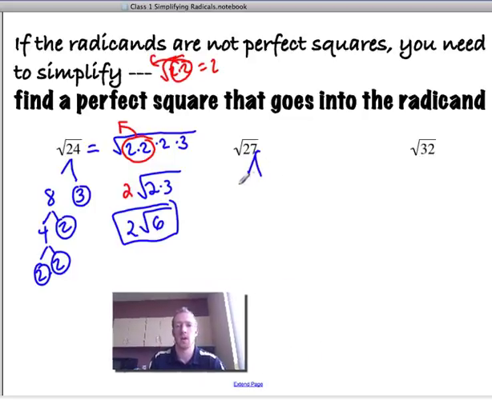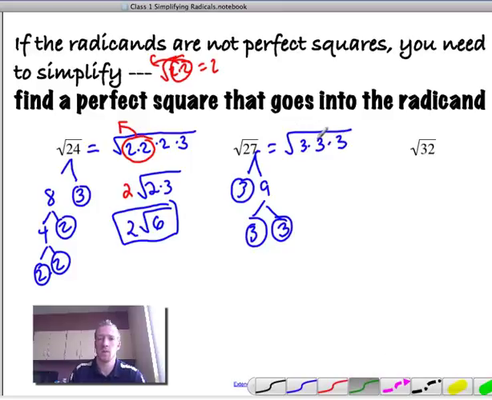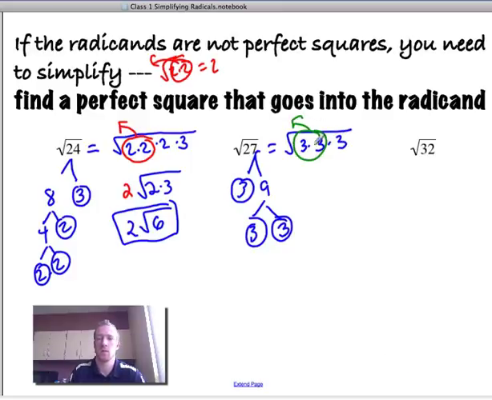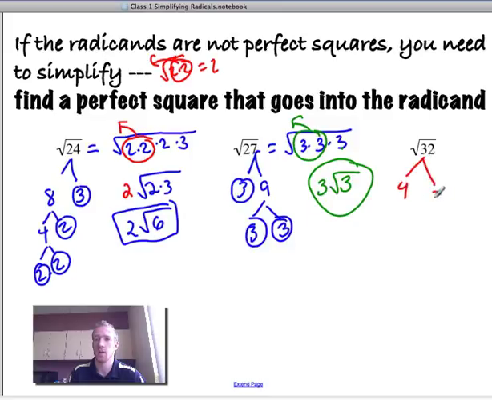Here we prime factorize 3 and 9, 3 times 3. So this is equal to the square root of 3 times 3 times 3. So then I circle 2. For every 2 inside, there's 1 outside. That gives me a 3 on the outside, and I'm left with a 3 on the inside. Final answer.